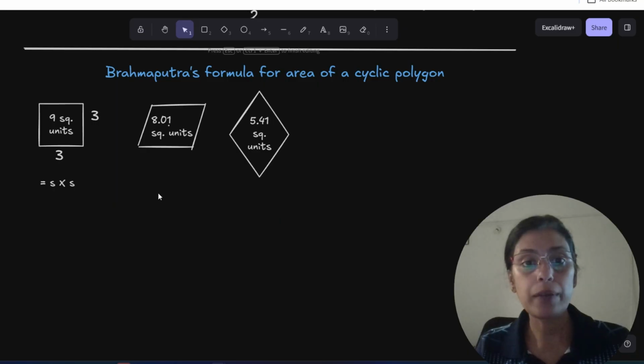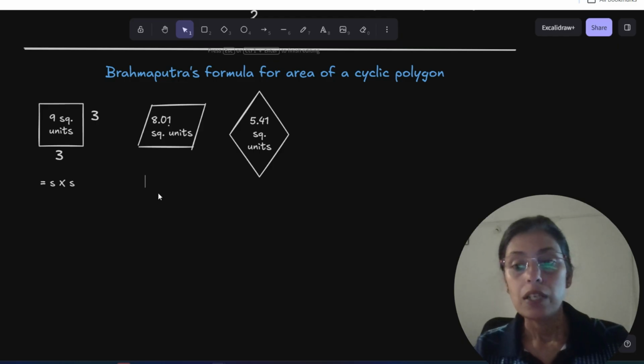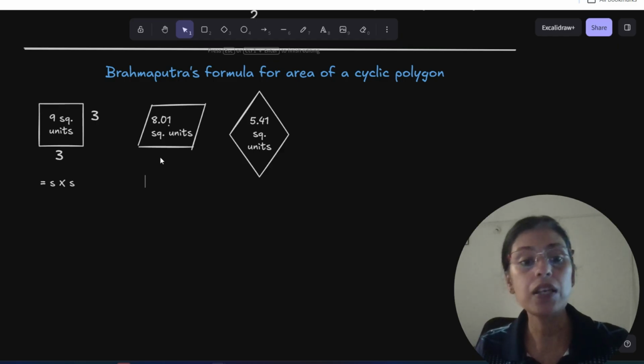But what about a parallelogram? For parallelogram, what did we learn about the area? How do we calculate it? It is base into height. Now, if we are given the sides, are we able to calculate it? If suppose this parallelogram has been made with all the sides 3 units, is it the same as square? Is it going to be 9 square units? No, it is not. It is 8.01 square units.